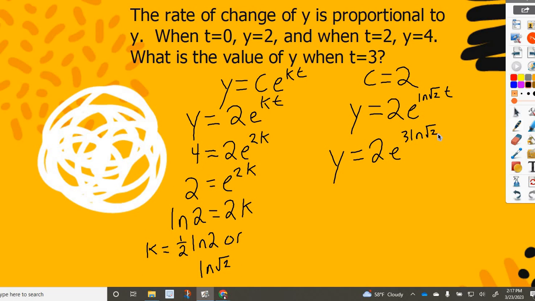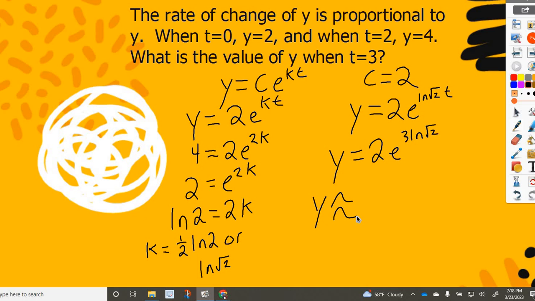If this was a non-calculator active question, that would be our answer. We wouldn't be expected to go anywhere else from there. If it was a calculator active question, then we would plug in to our calculator, and what do we get?